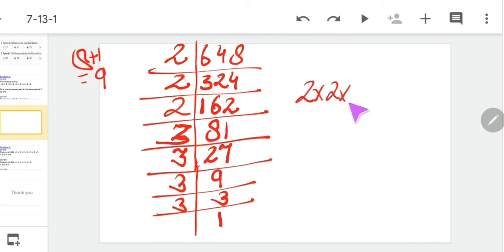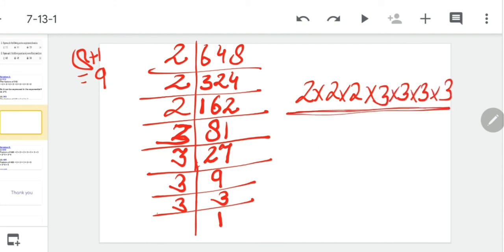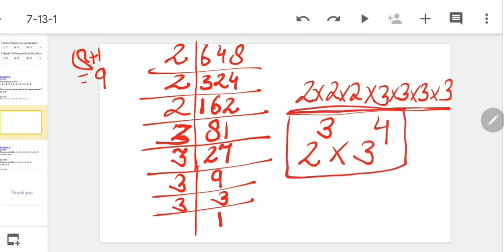2 into 2 into 2. And how many 3? 4. 1, 2, 3 and 4. So how we can write it in its exponential form? 2 power 3 multiplying with 3 power 4. So this is our answer for 648.